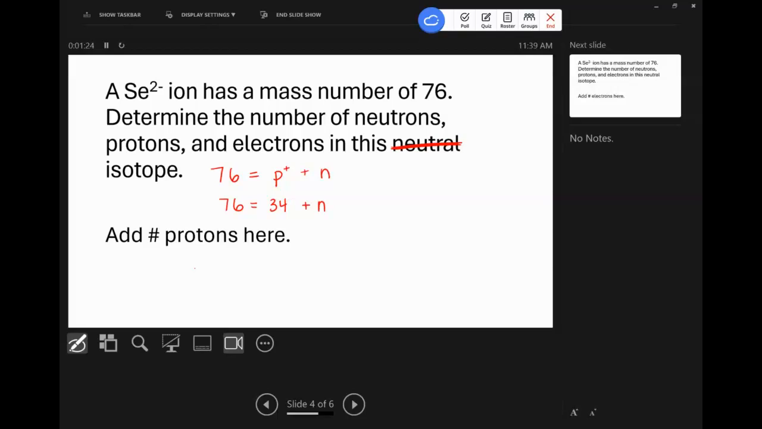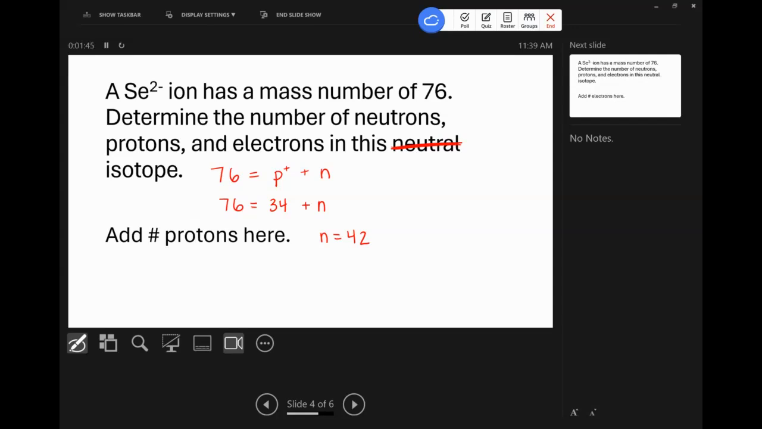34 plus neutrons. So the number of protons is 34. Neutrons is 76 minus 34 is 42. So that's the difference between mass and number of protons. Now we need the number of electrons.